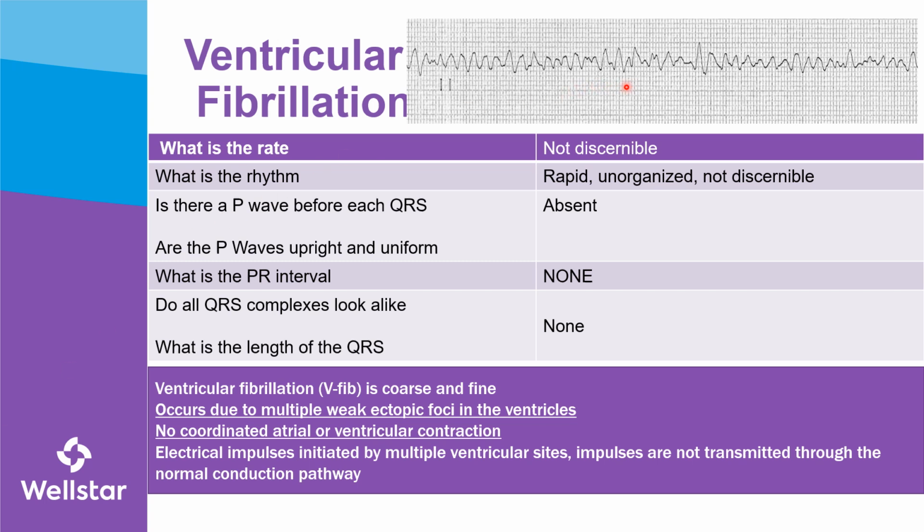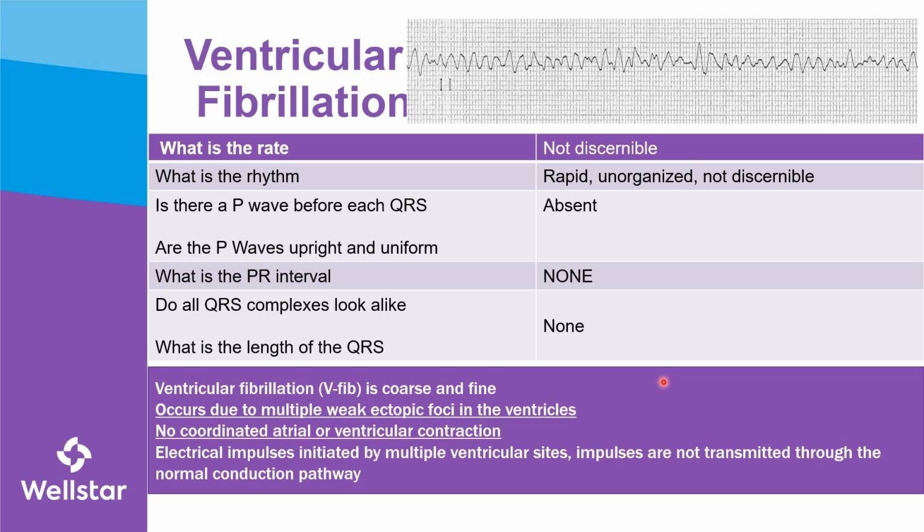VFib, unlike VTAC, is not regular. The rate is not discernible, it's just chaotic. Rapid and unorganized, the rhythm is not discernible. Is there a P wave before each QRS? No, there's no PR interval. Do QRS complexes look alike? No, they do not.